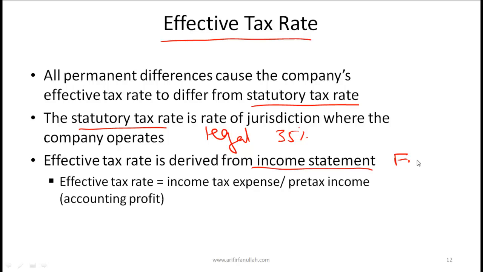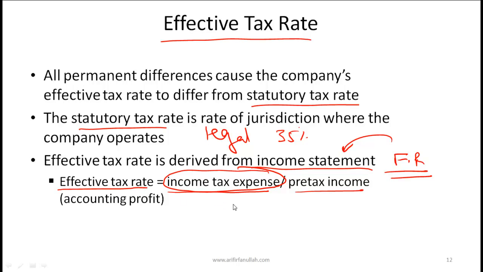So notice that this is coming from your financial reporting document, which is the income statement. So your effective tax rate is the income tax expense, which is again from the income statement, divided by the pre-tax income, which is your accounting profit. Key point is the effective tax rate is calculated from your income statement, which is based on accounting rules and not based on tax rules.